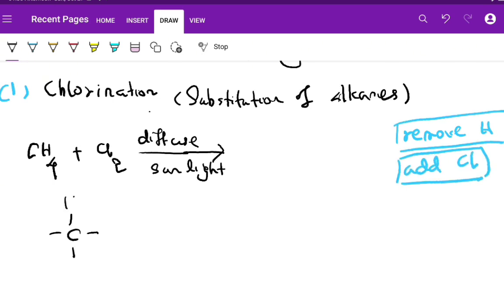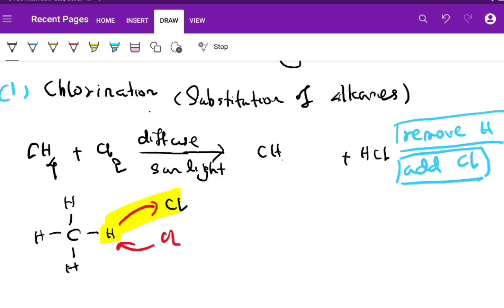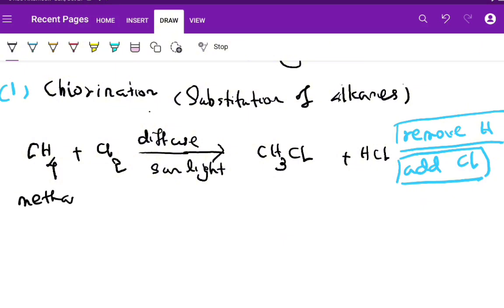This is the structure of methane. 1 hydrogen is removed and 1 chlorine is added. The removed hydrogen adds with chlorine forming HCl. And CH3Cl, methyl chloride, is formed. CH4 is methane and CH3Cl, methyl chloride.